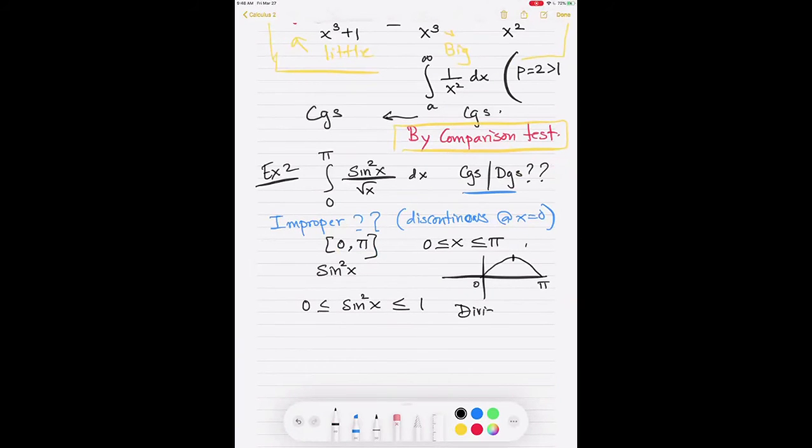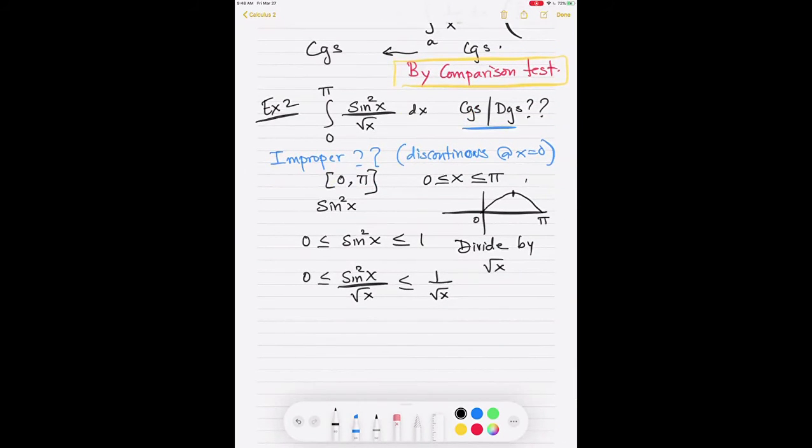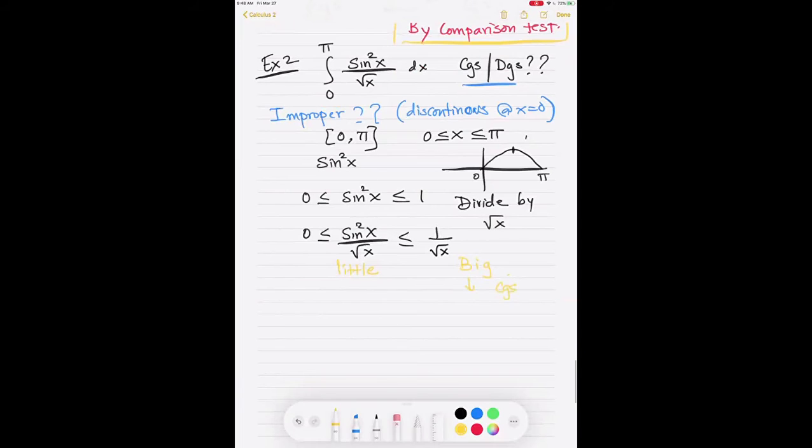So divide by square root of x. And I get 0 is less than sine squared x over square root of x, less than or equal to 1 over square root of x. I wanted to do this because this is a different version of the comparison test. This is the little guy and this is the big guy. We want to know if this big guy converges or diverges. Remember, this is not 0 to infinity, so you do not get to use that, but you get to compute it.